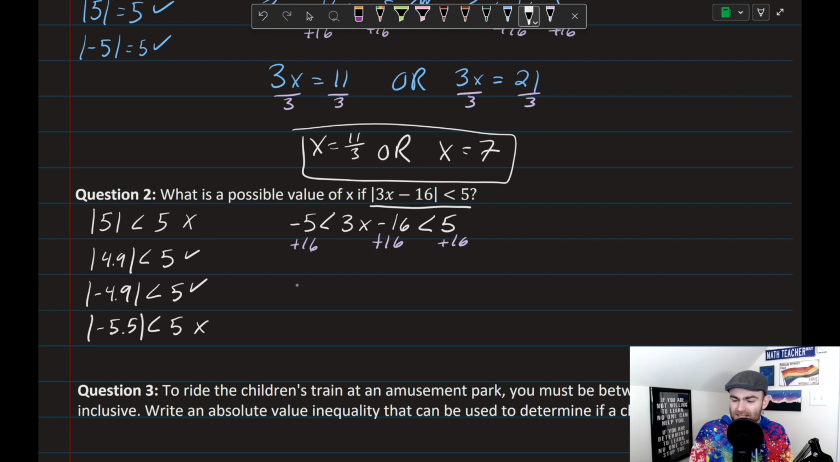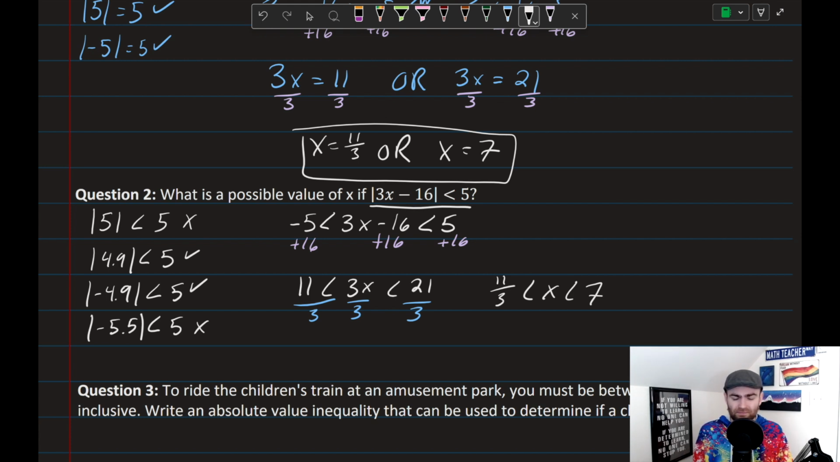If you notice, the numbers are the same. We have 11 is less than 3x, which is less than 21. And then we're going to divide by 3, divide by 3, and divide by 3. So 11 thirds is less than x, which is less than 7. So we need something between 11 thirds and 7.